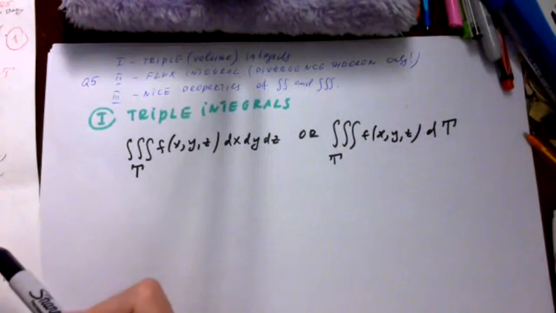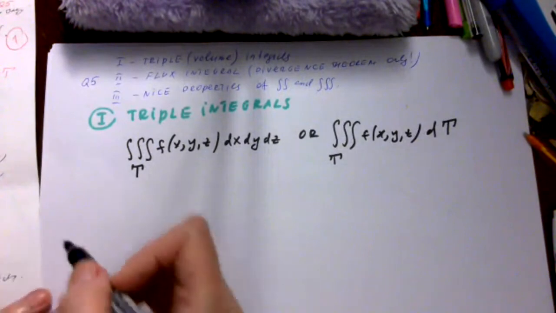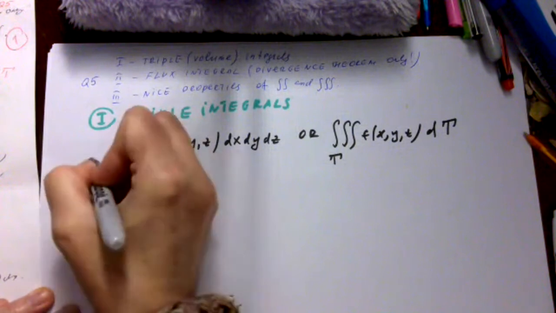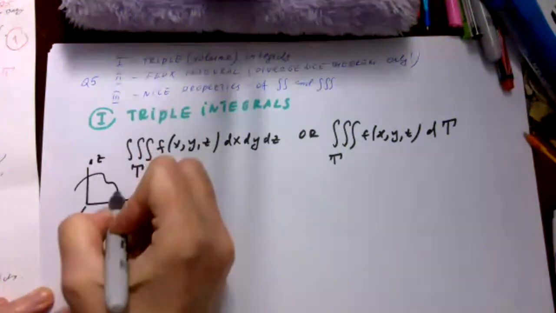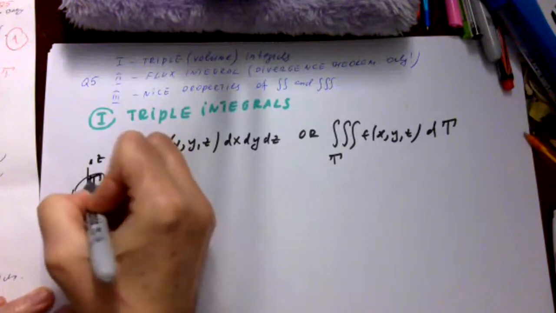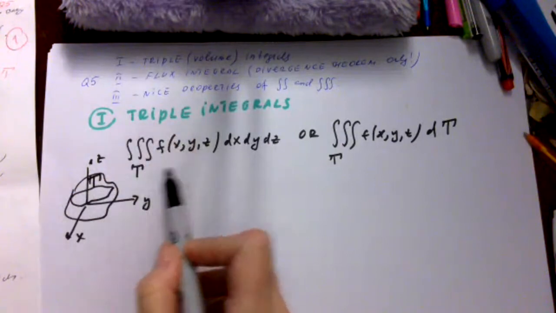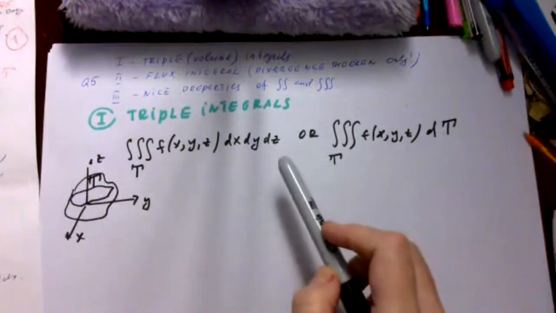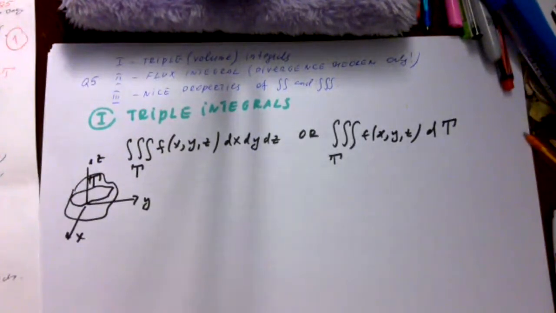T is the region, but unlike in a double integral, it's a 3D region already. It's like a volume in 3D space. So it can be denoted something like this. There is some region, a 3D region. It has 3 dimensions. So this is why sometimes people prefer to call it a volume integral instead of triple integrals. So, as usual, the question arises as to how we can calculate these triple integrals.